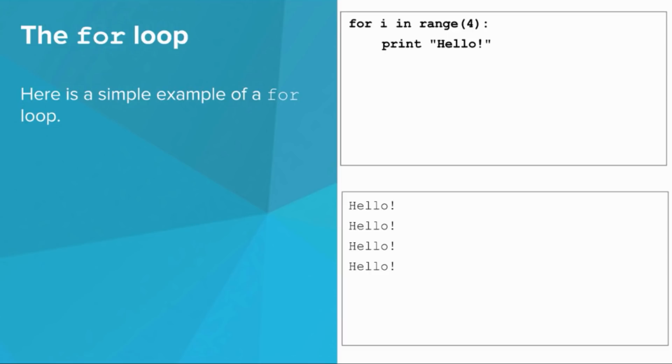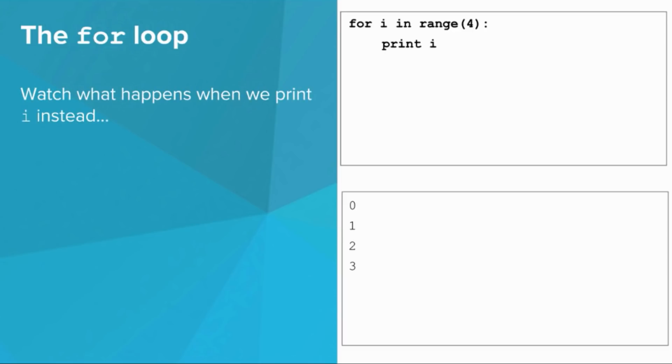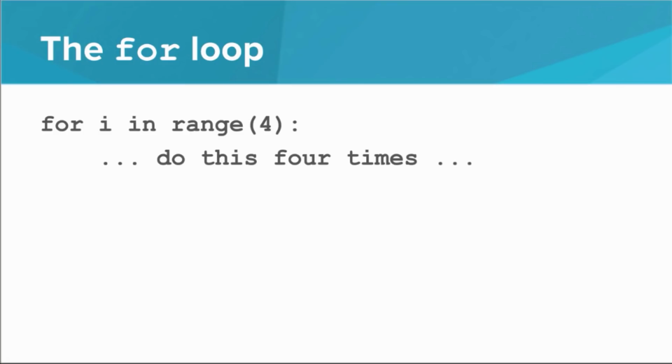The code inside the for loop repeats 4 times. Watch what happens when we print I instead. I'll explain this more later. Okay, a for loop looks like this. You say for I in range and then some number in parentheses, and then the body of the for loop contains code that will repeat that number of times.